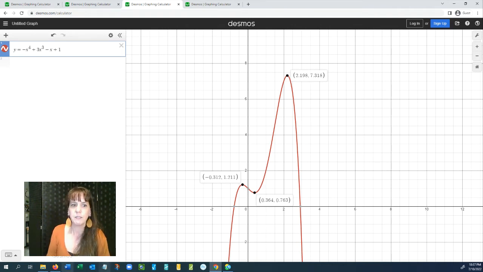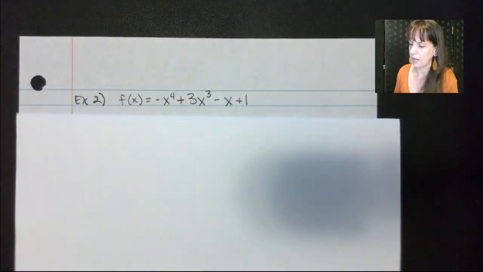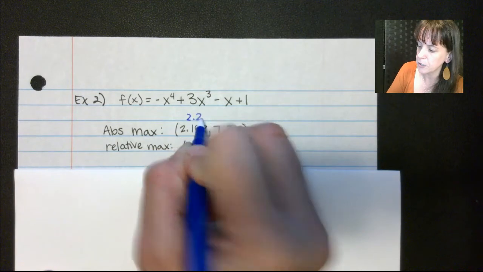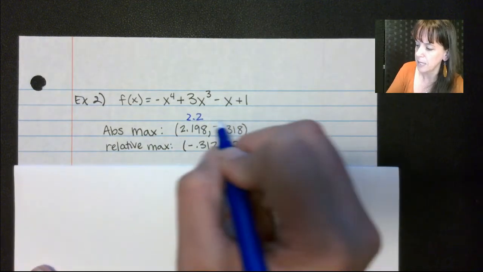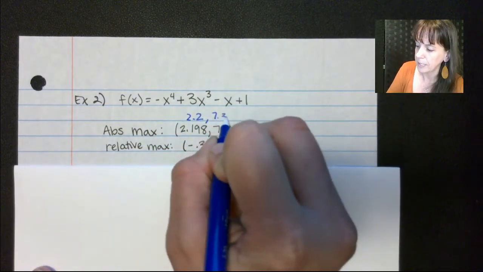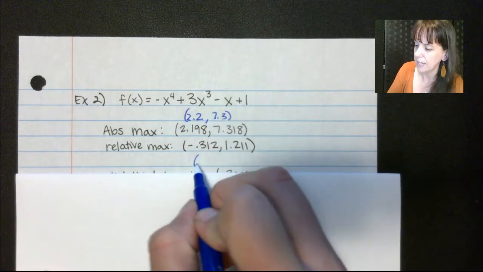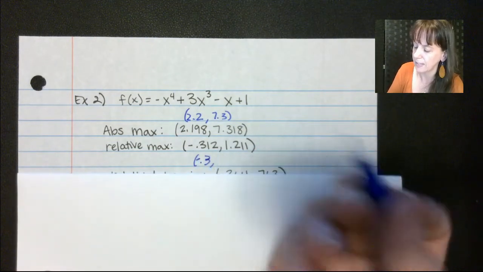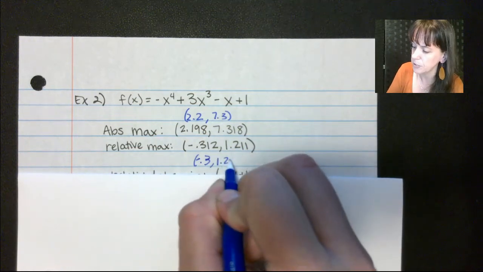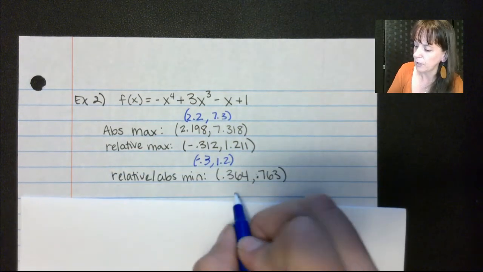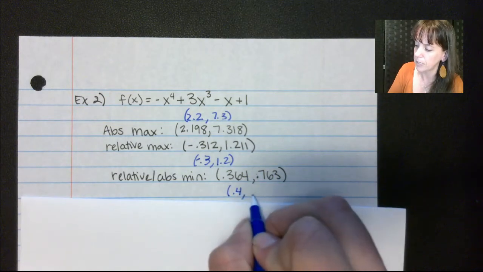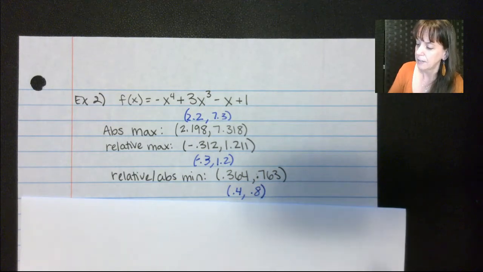So if we come back over to here, all right, so again, we can round. So 2.2 for our absolute maximum, comma 7.3. And then we have negative 3 tenths, and then 1.2. And then for our relative, or our absolute minimum, we have 0.4, 0.8 for those guys.